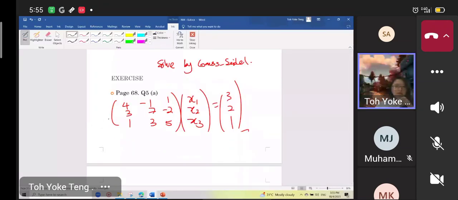You have to check it. Once you check it, you just write it down: Matrix A is diagonally dominant.